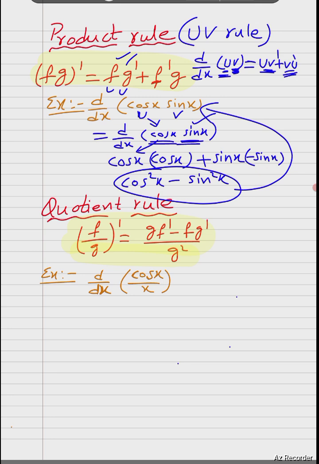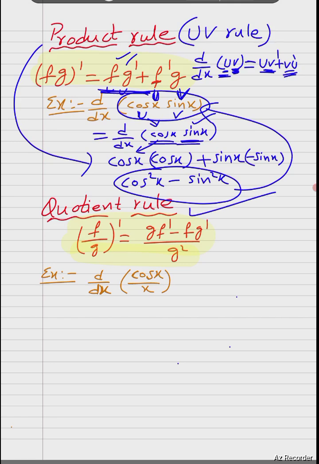This is how you make use of the product rule. What is the product rule? Out of the given function, the first function you assume as u, the next one you assume as v. Then while finding the derivative, keep u constant and find the derivative of v, plus keep v constant and find the derivative of u. Now we are done with the product rule.